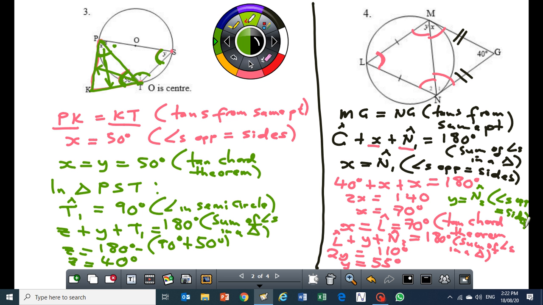Okay? And since x is 70, means angle L is equal to 70 from tan chord theorem. So if I add angle L, N2 and Y, I'll get 180. I subtract 70 from 180, I'll get 110. Then divide that 110 by 2 because Y is equal to N2. And I'll get my Y is 55 degrees.